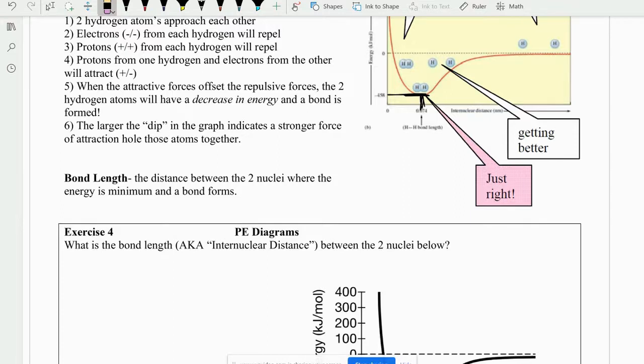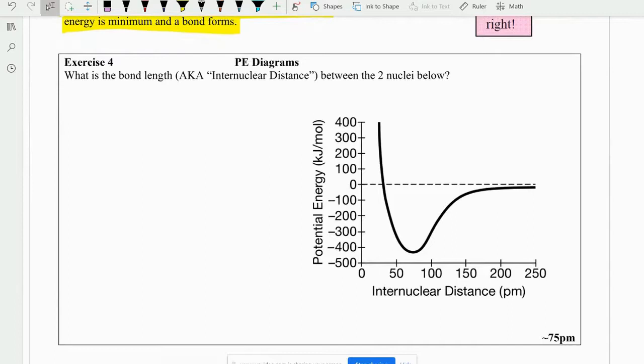Bond length is defined as the distance between two nuclei where the energy is minimum. So if you look at the example up here, the distance between those two bonded nuclei is called its bond length. Exercise 4 gives us a good example of this. Again, you can use potential energy diagrams to determine bond energy and bond length. Exercise 4 is asking, what is the bond length, which we also call internuclear distance? Bond length and internuclear distance mean the same thing, between the two nuclei below.